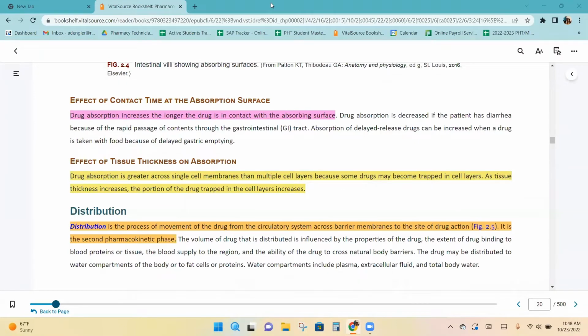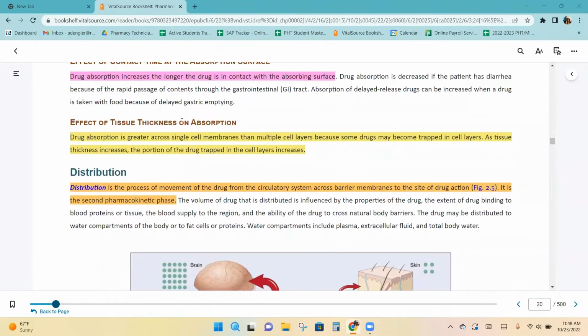Drug absorption is greater across single cell membranes than multiple cell layers because some drugs may become trapped in cell layers. As tissue thickness increases, the portion of the drug trapped in the cell layers increases as well.